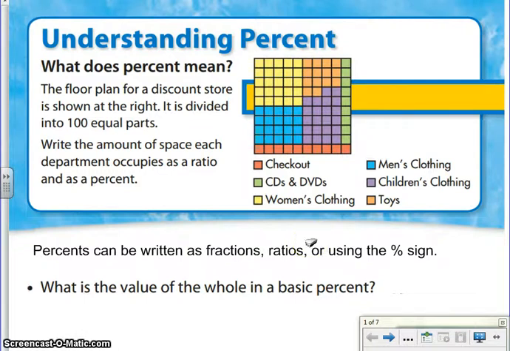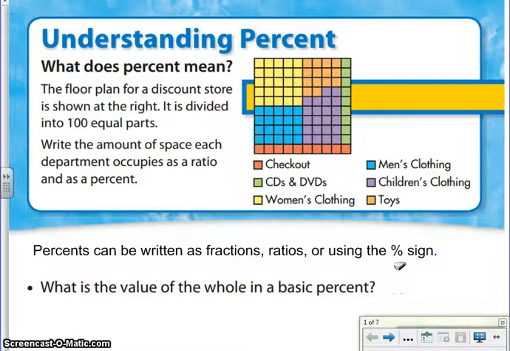Today we're going to work on understanding what percent means. I know you've all heard it before because most of the time when you get a test, the first thing you tell me is, I got 85%, Ms. Zinzer, or I got 70%. So we're comfortable with using the word percent. We're going to understand what we can do to write things as a percentage. And percentages can be written as fractions, ratios, or we can use the percent sign.